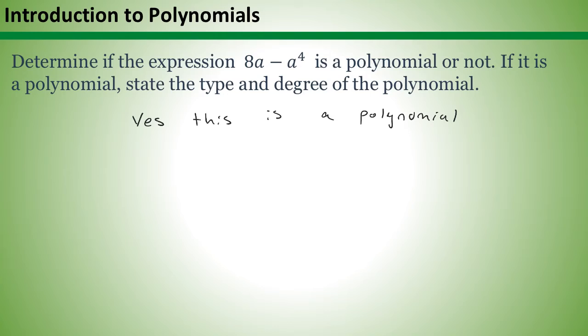Okay. Next part is asking us to state the type. Since there are 2 terms, this is a binomial. And then the last part, the degree, our biggest exponent here is a 4. So the degree is 4. So type is a binomial and the degree is 4.